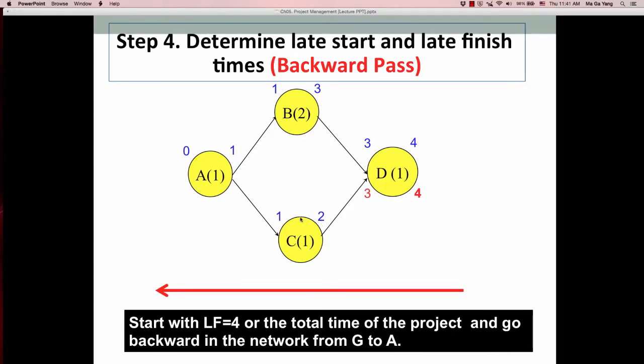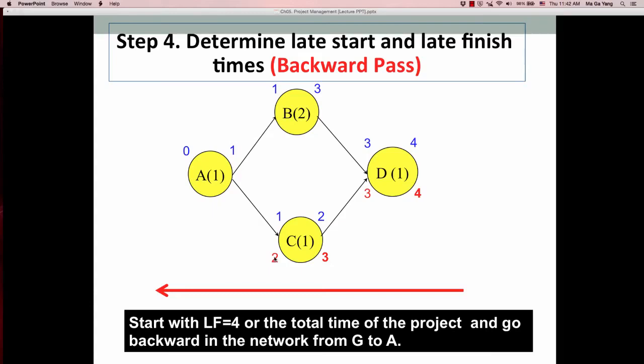Now consider activity C. C must be done by time 3 so that D can start. So C's late finish time is 3. Its latest start time is 2 because 3 minus 1 is 2.